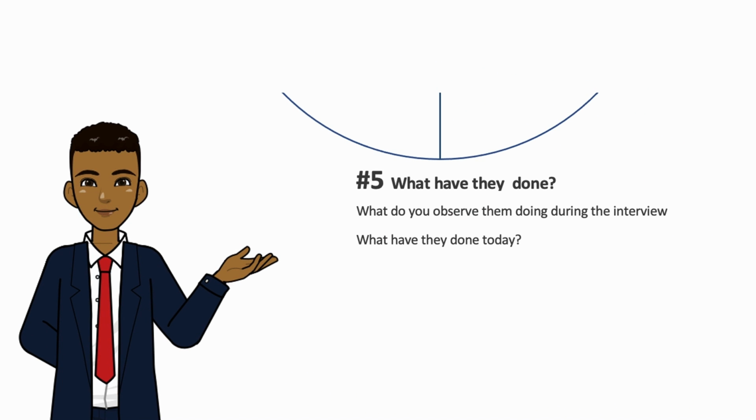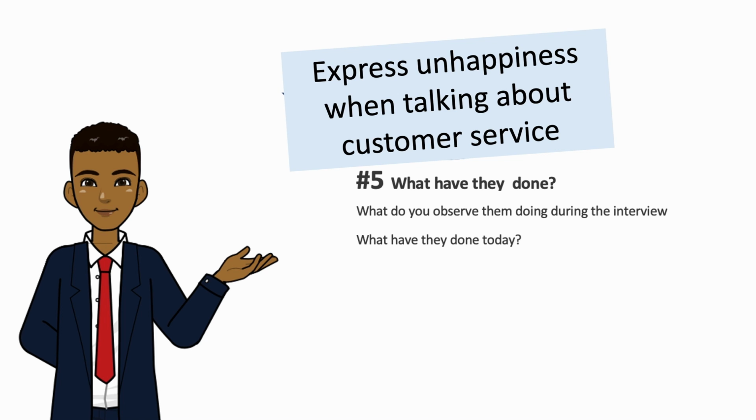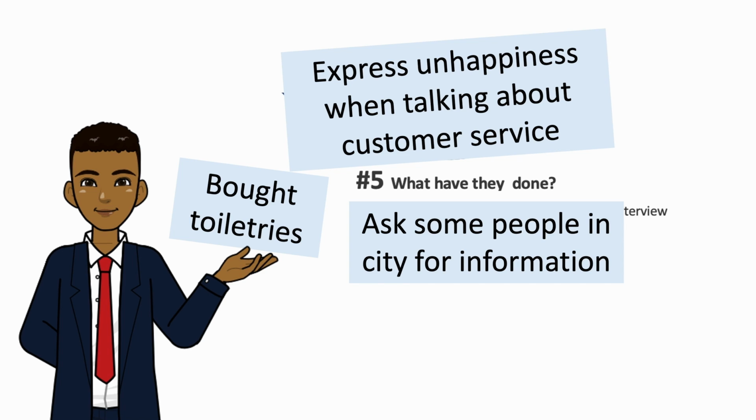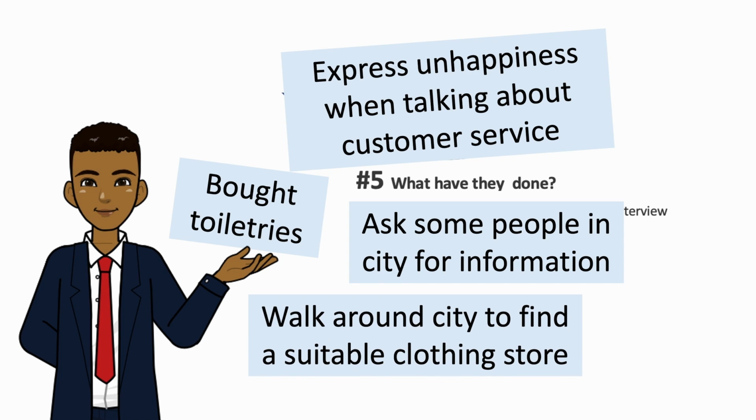Box number 5, it's all about what have they done. For example, Lena expressed unhappiness when talking about customer service. She didn't like it. She went to the city, she bought toiletries and went back home because she couldn't find a store. She asked some people in the city for information about the particular stores, but she wasn't getting enough help. And lastly, she walked around the city to find a suitable clothing store, and she didn't get through, so she went back home with her toiletries.